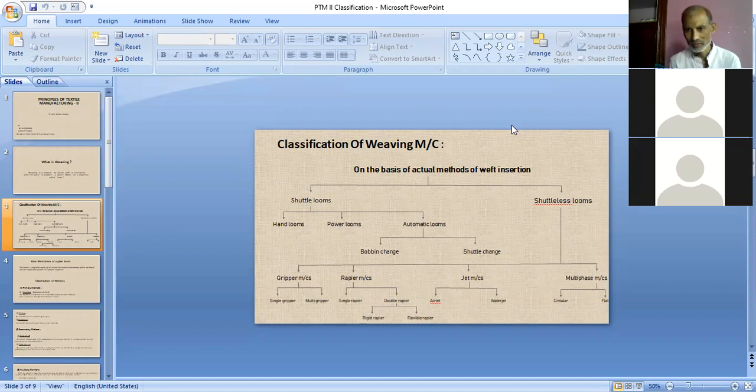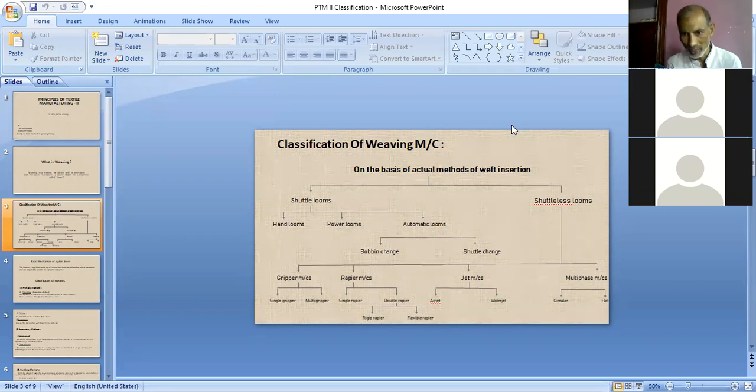And the last type is multi-phase machines. Multi-phase machines have a totally different concept compared to all these machines. In this, a number of sheds are formed simultaneously. In other machines, at a time only one shed is formed and one pick is inserted. But in multi-phase looms, 3-4 sheds can be opened simultaneously, and 3-4 picks are inserted at a time, which enhances the speed of the loom drastically.